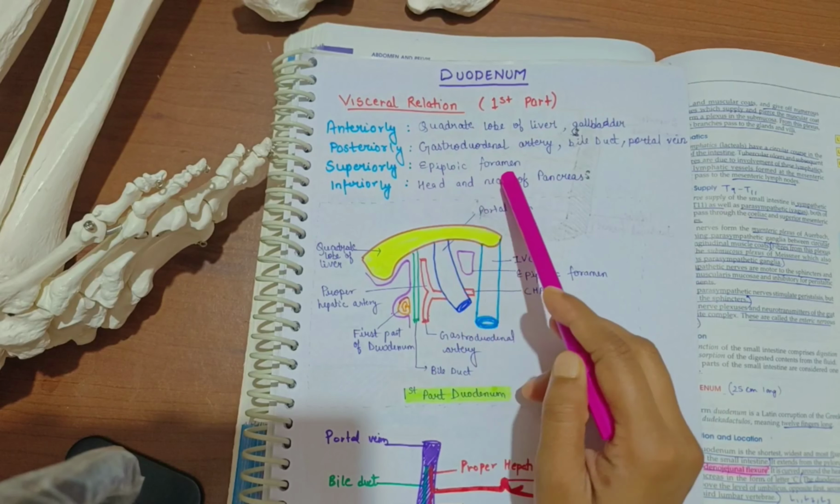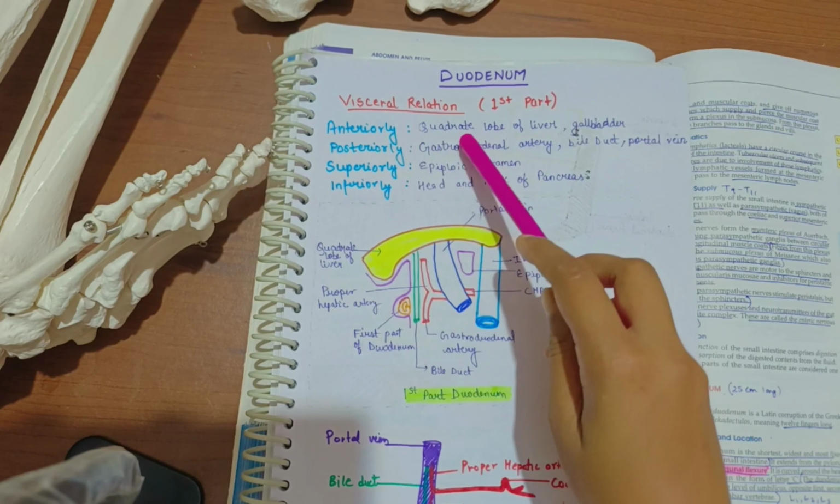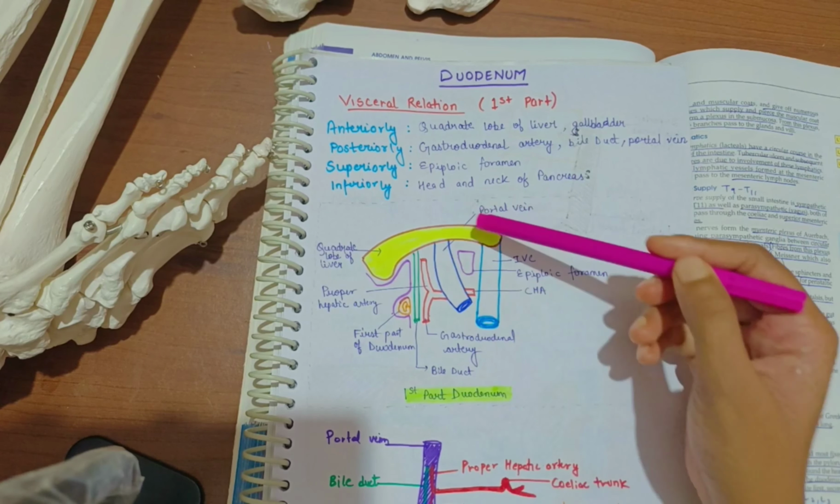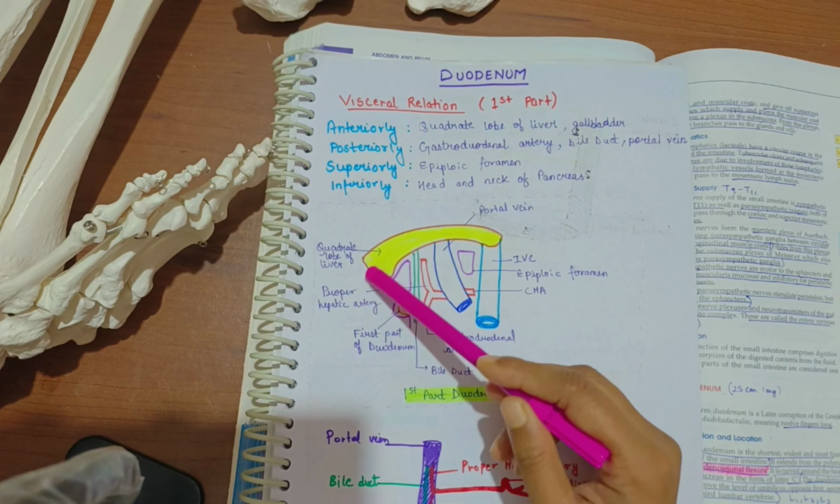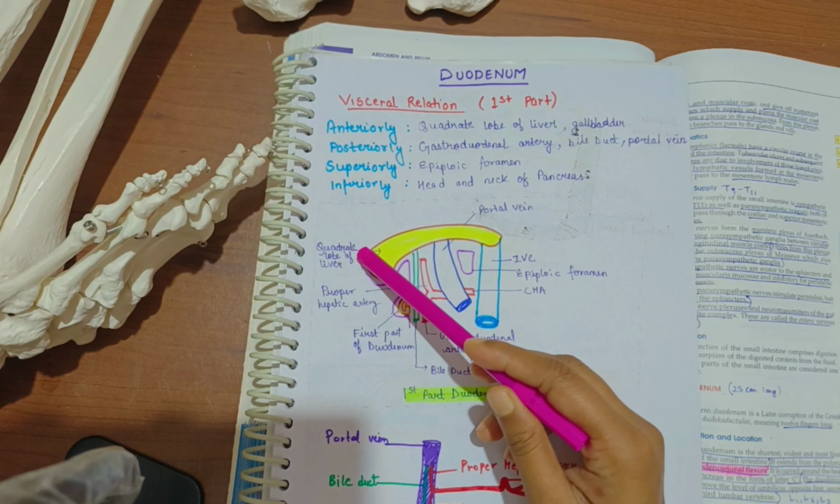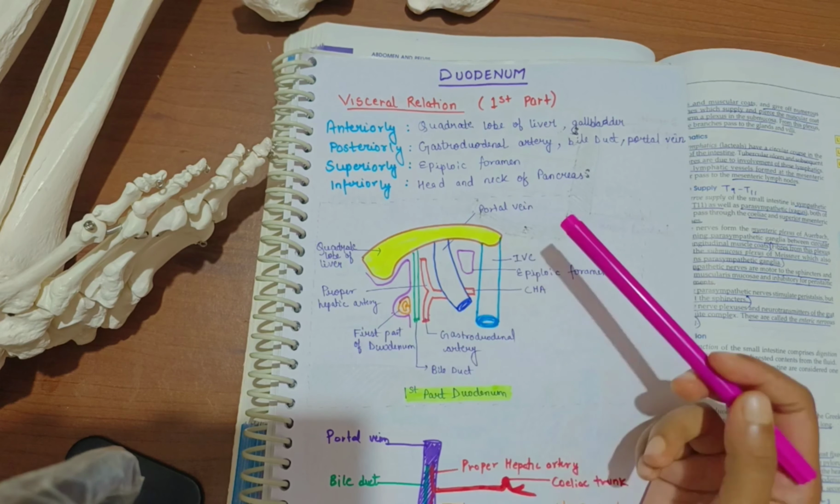Now, superiorly, it is related to the epiploic foramen. Inferiorly, to the head and neck of the pancreas. So these were the visceral relations of the first part of the duodenum, and you can see this in the diagram. This is the quadrate lobe of liver. So it lies somewhat here. It is not drawn properly. The quadrate lobe is somewhat here, and it anteriorly covers the first part of the duodenum.